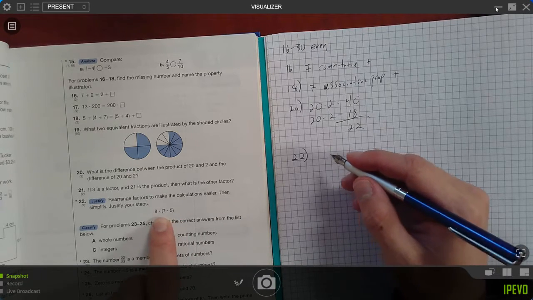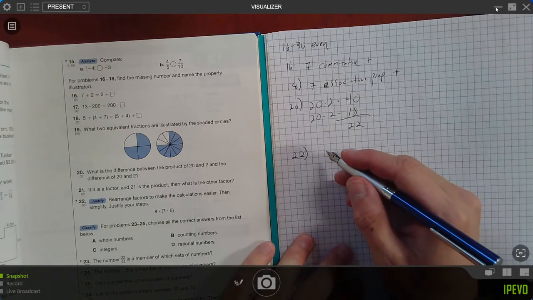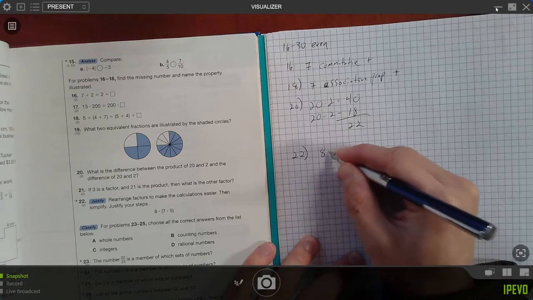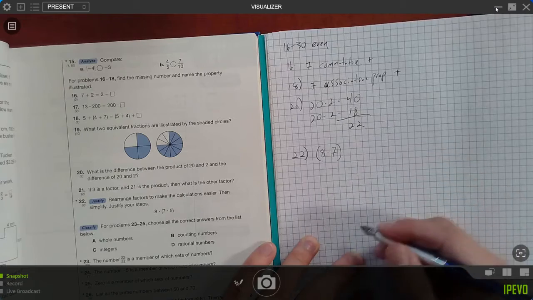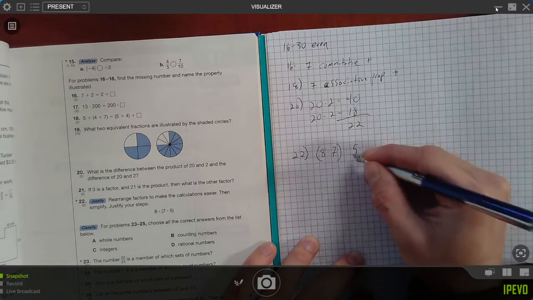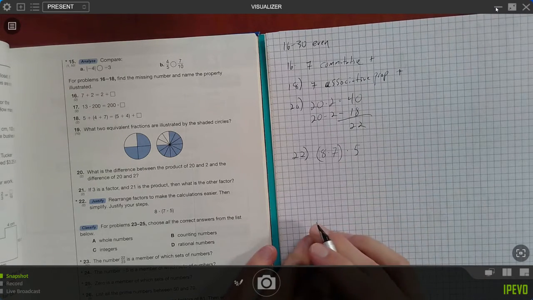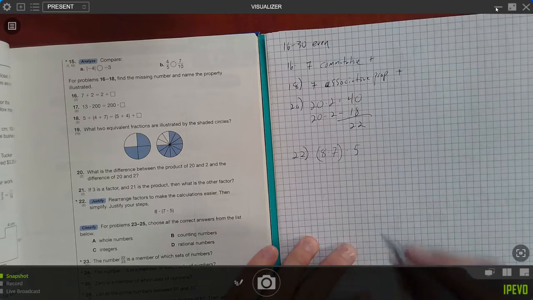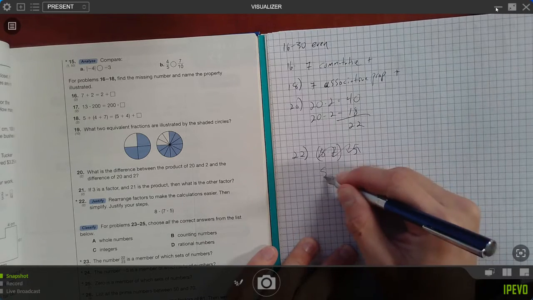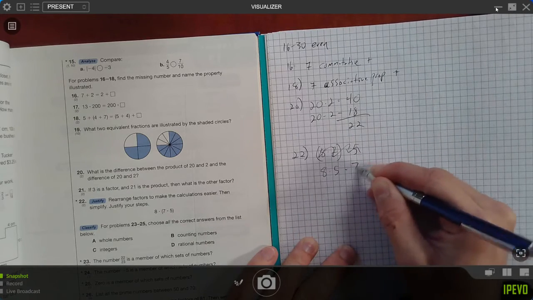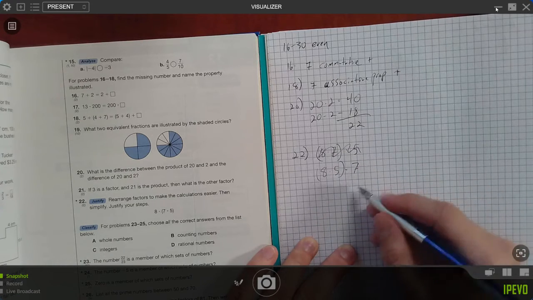22. Speaking of, rearrange factors in the calculations to make it easier, then simplify your steps. Okay, so let's go ahead and do 8 times 7 times 5. Or do we want to do 8 times 5 times 7? Let's do 8 times 5 times 7. Okay, and this is the associative property.